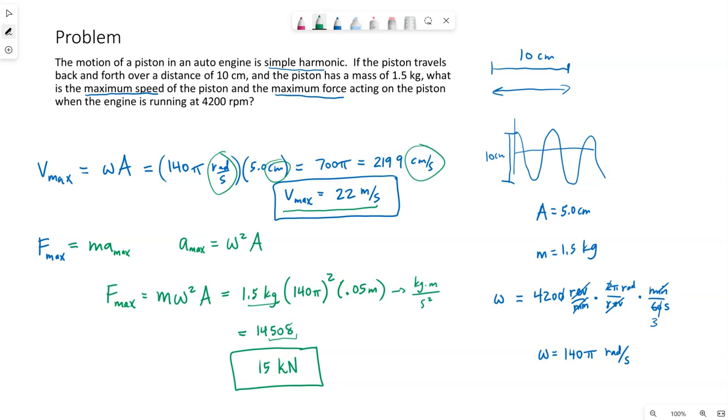And that force is maximum when the acceleration is maximum, which is when it's at its maximum displacement, all the way at either end of its motion.